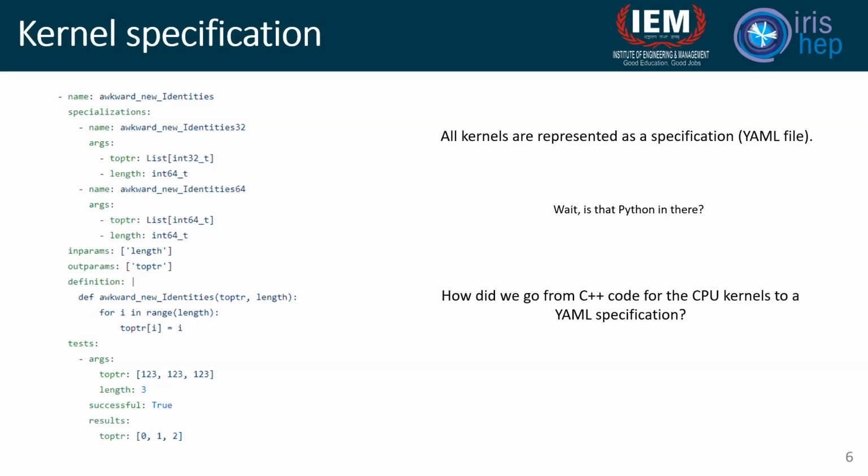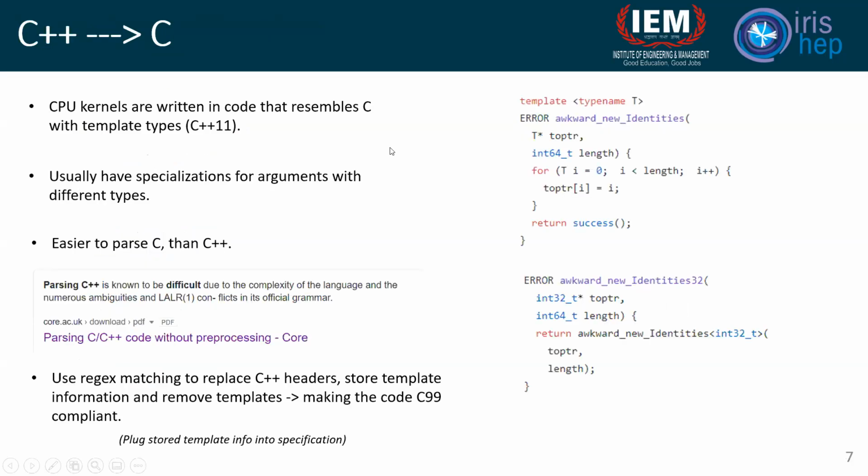And the specification is stored in a YAML file. And so you might think, how did we go from this C++ code that was used for the CPU kernels in the code base to this sort of YAML specification? So it involved multiple steps. The first step was translating the C++ code in the code base to C.